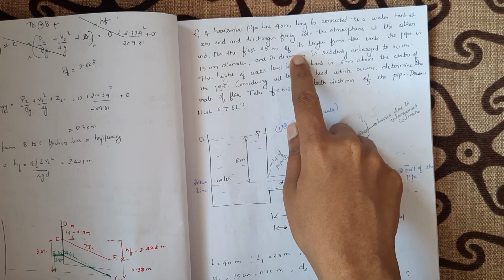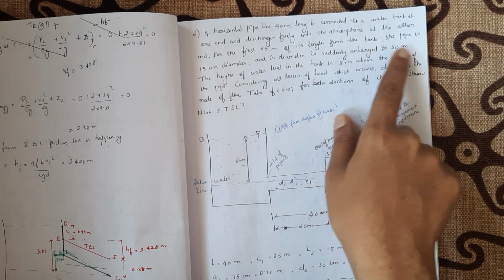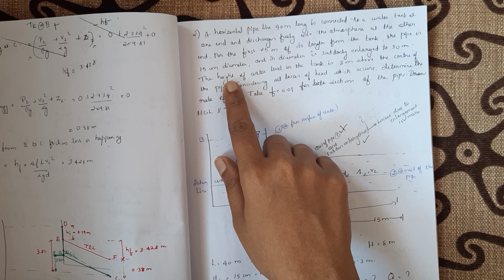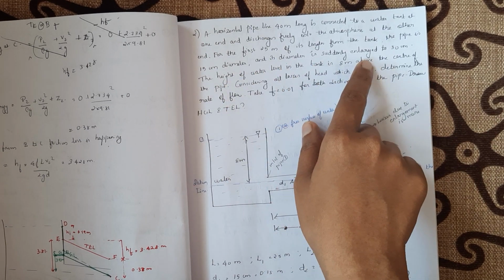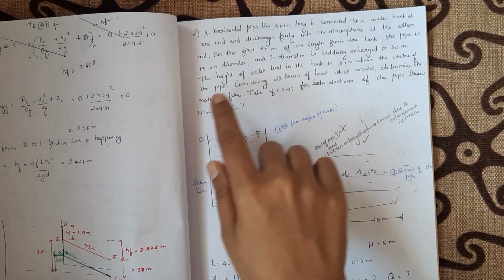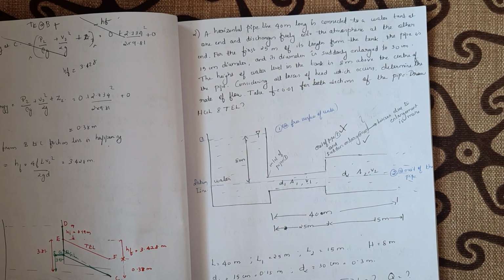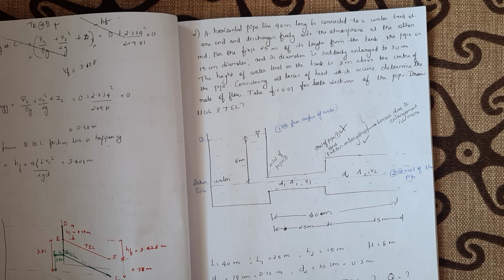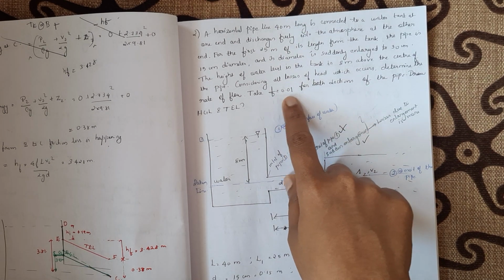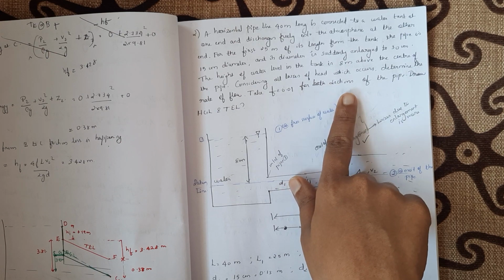For the first 25 meters of its length from the tank, the pipe is 15 centimeter diameter and its diameter is suddenly enlarged to 30 centimeter. The height of water level in the tank is 8 meters above the center of the pipe. Considering all losses of head which occur, determine the rate of flow. Take f equal to 0.01 for both sections of the pipe.